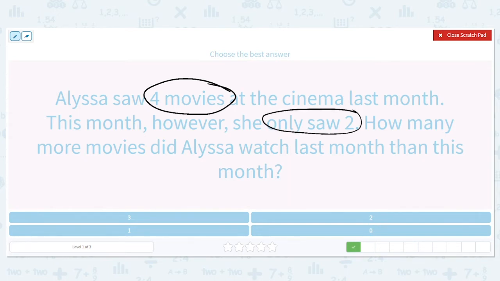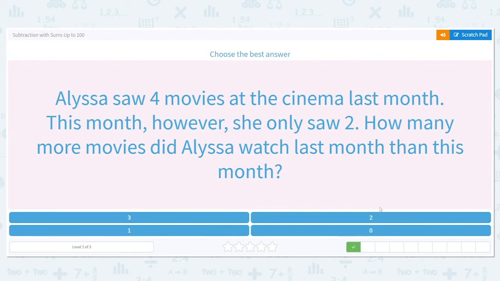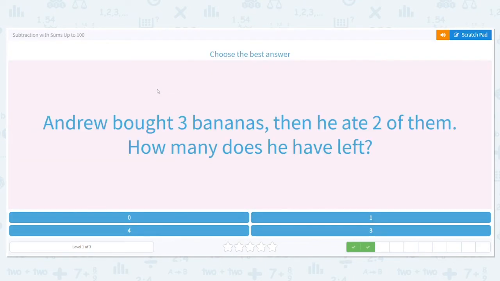And what's the key phrase or words that's going to tell us that we need to subtract? How many more? That means you're comparing the movies from last month to this month. So we subtract. What is our subtraction problem? 4 minus 2 equals what? What is 4 minus 2? 4 minus 2 is 2. So she saw 2 more movies last month.